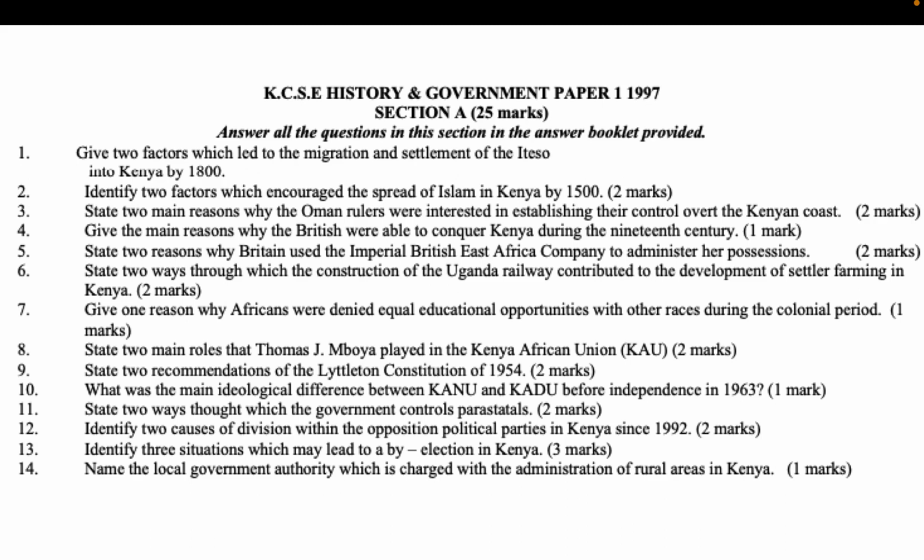1 mark. State 2 ways through which the government controls parastatals. 2 marks. Identify 2 causes of division within the opposition political parties in Kenya since 1992. 2 marks. Identify 3 situations which may lead to a by-election in Kenya. 3 marks. Name the local government authority which is charged with the administration of rural areas in Kenya.